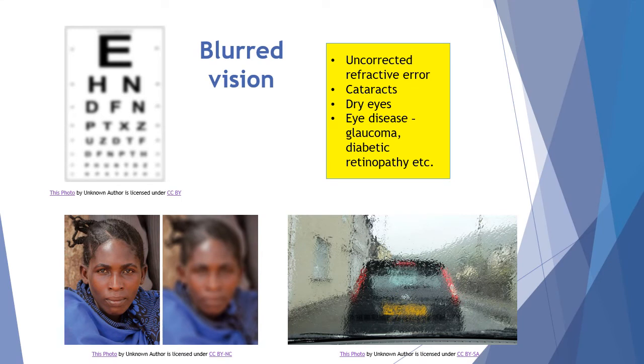So first of all, we've got functional problems. So that's blurred vision. And we know lots about this as optometrists. So we're looking at uncorrected refractive error. We like that one because we can normally fix it. We've got people with cataracts. They've got blurred vision. Dry eyes can also affect the ocular surface, and that makes your vision blurry, be it permanent or temporary. And then we've got the eye diseases that we know all sorts about, which is glaucoma, diabetic retinopathy. The list could go on for ages.